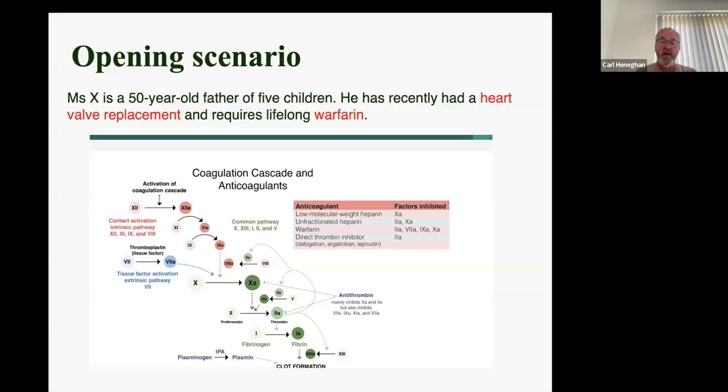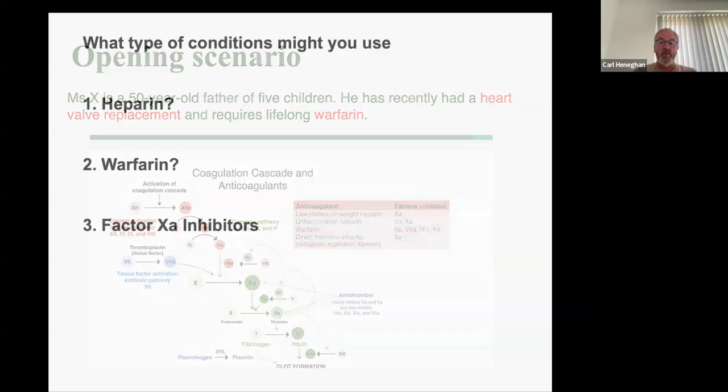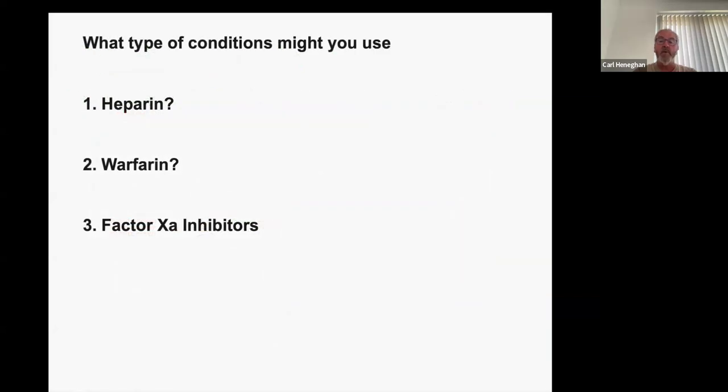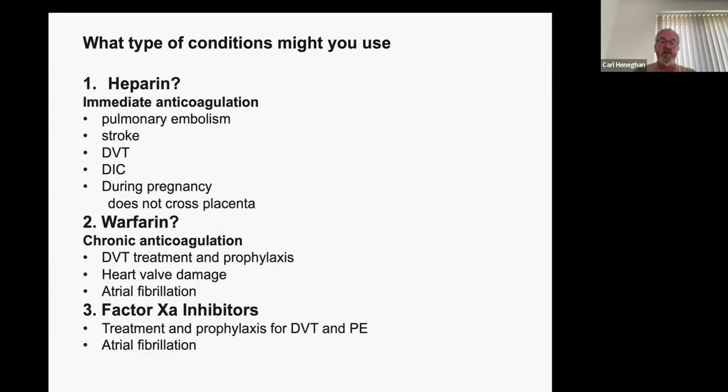Importantly, think about how drugs act here. There are different drugs: low molecular weight heparins act at factor 10A, while warfarin acts in different areas, 2A, 8A, 9A and 10A. Then you've got the newer drugs, direct thrombin inhibitors, that don't require monitoring. But warfarin is still an important drug. Think about what types of conditions you might use these different ones for: heparin, warfarin, factor 10A inhibitors. There's actually a range.